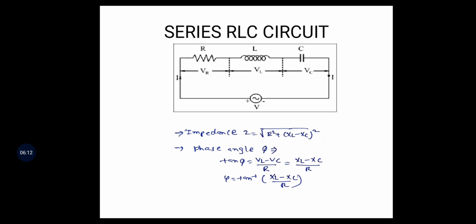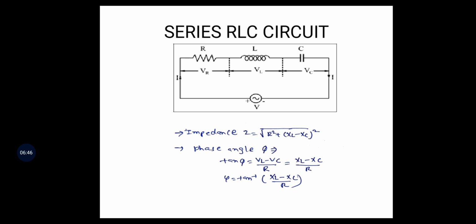Then impedance: in a series RL or RC circuit, impedance Z is simply the square root of R squared plus XL squared, or Z equals the square root of R squared plus XC squared. But here it is the combination of two components, XL and XC. If XL dominates, that is XL greater than XC, then impedance Z equals the square root of R squared plus XL minus XC whole squared.